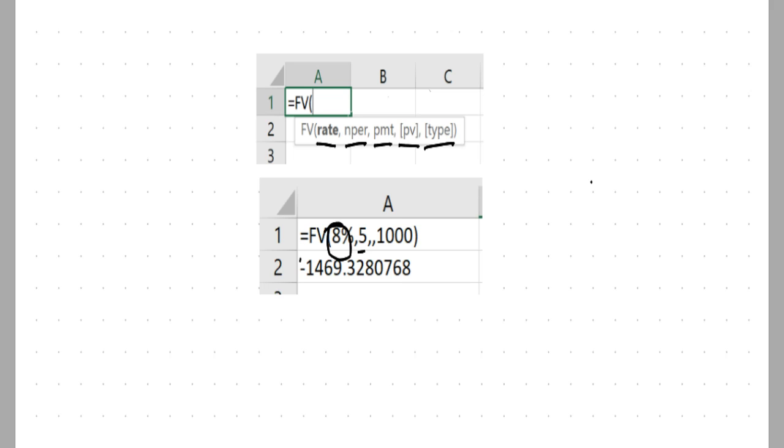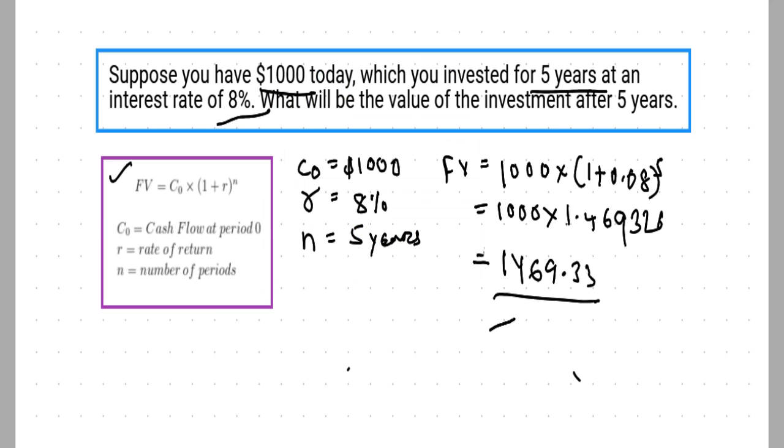So the future value comes out to be 1469.33. So the future value of $1,000 after 5 years, if the rate of interest is 8%, is $1,469. So I hope you would have understood the topic.